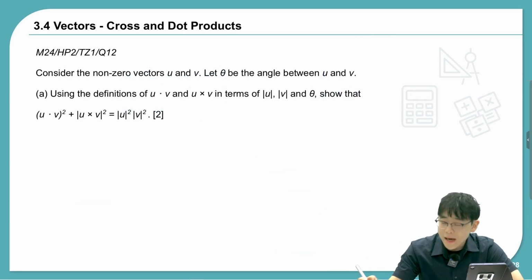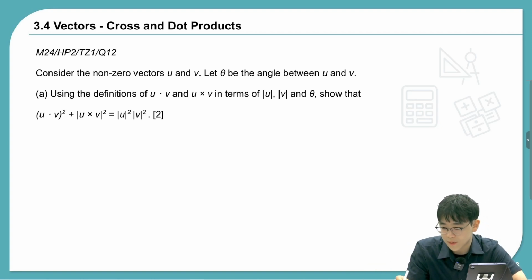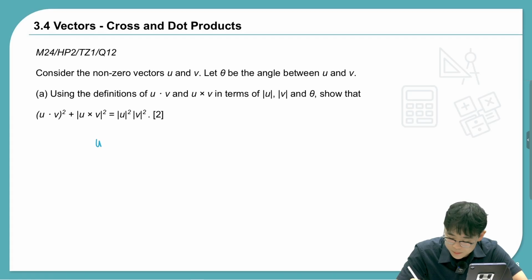All right, so now we're on to our final question, number 12. We have vectors. So using the definitions of u dot product v and u cross product v, let's show this relationship. So u dot v is actually going to be u modulus times v modulus times cosine theta, right? That's what u dot v stands for. And u cross product v is going to be the same, but with sine theta, right?